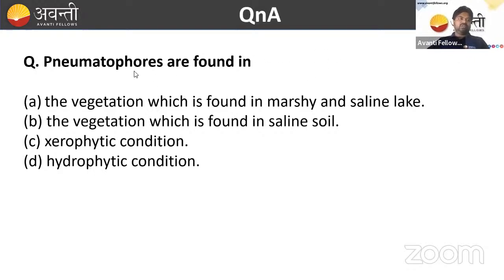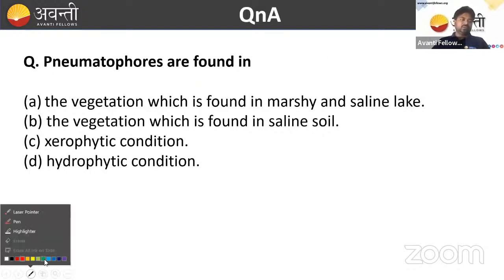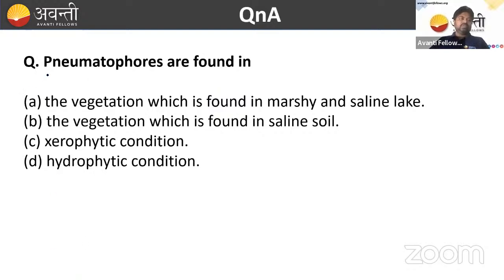And the question is: pneumatophores are found in. Pneumatophore हमें कहाँ देखने को मिलते हैं? Okay, so what is meant by pneumatophore first? This thing we want to discuss, and then we will go toward the answer. So the first option is the vegetation which is found in a marshy and saline lake. मतलब a vegetation which is found in marshy. Marshy means muddy. Where mud is present, that is known as marshy. Saline means the salt level is high.